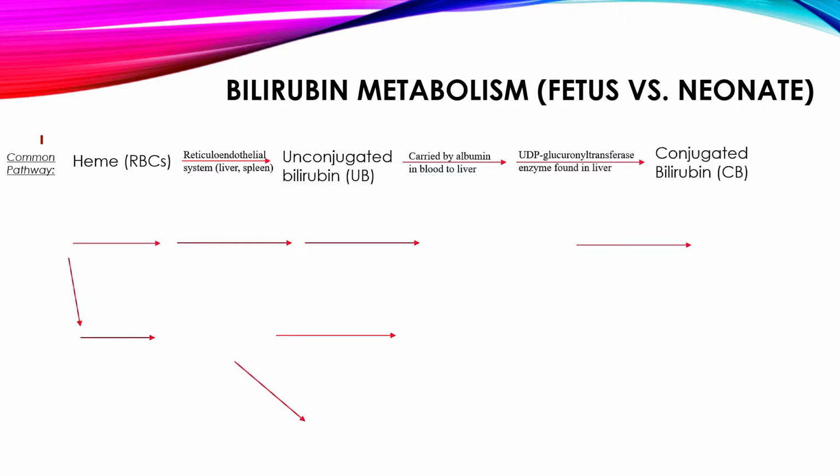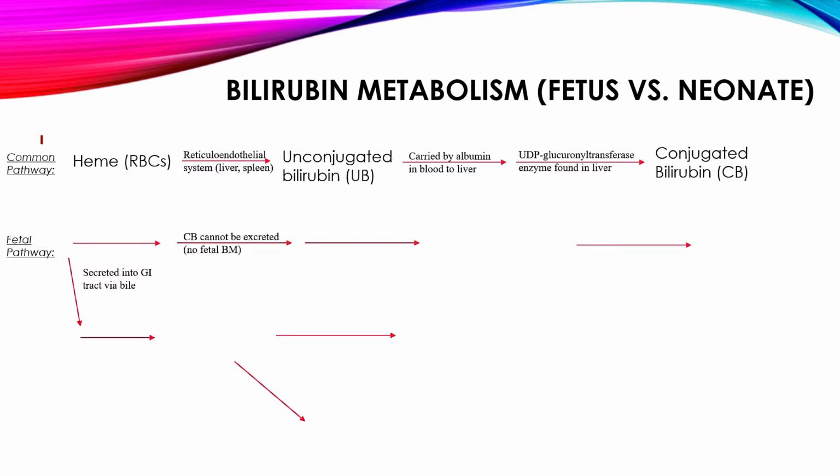But now we have a problem. What are we going to do with this conjugated bilirubin? And this is where we get to the two pathways where they start to split. So in both the fetal and the neonatal pathway, the conjugated bilirubin is secreted into the GI tract by the bile. So that's why the bile is yellow colored and greenish colored, because of the bilirubin that's found inside of it.